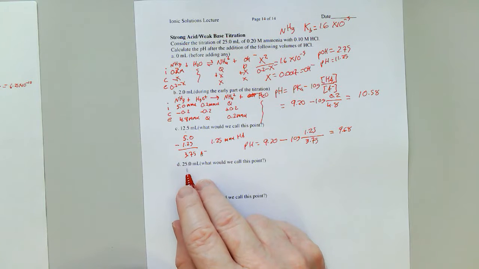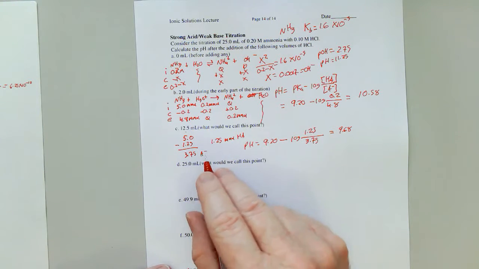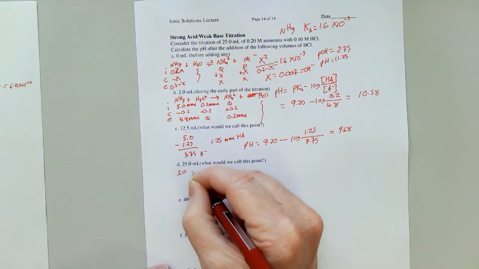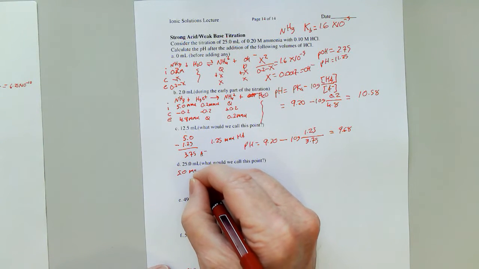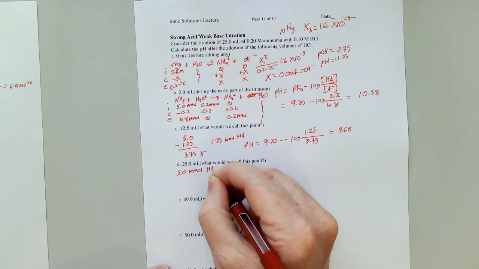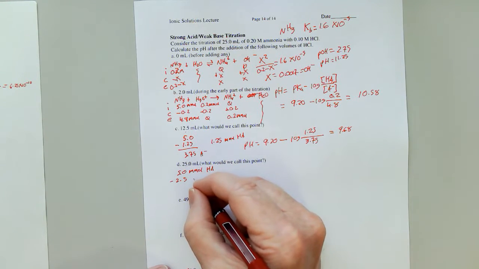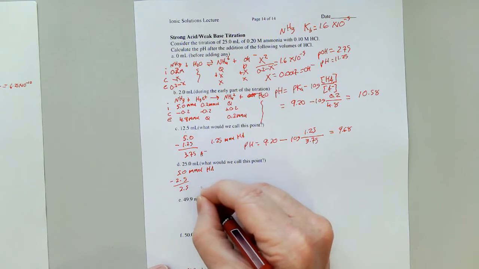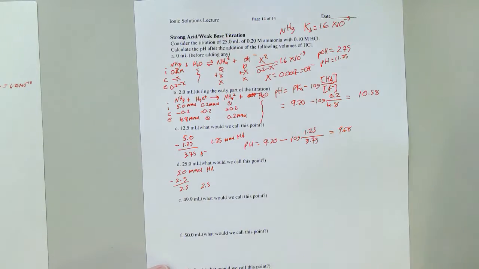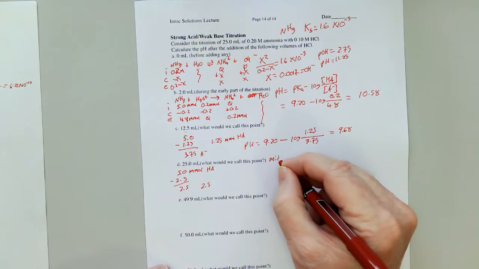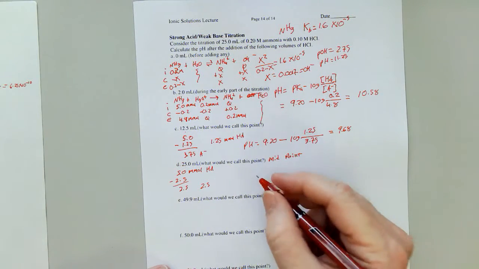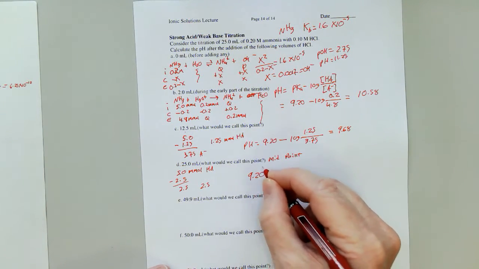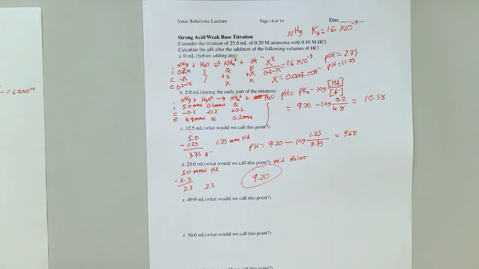25.0 milliliters. Well, it turns out that's 2.5 millimoles of the HA, so 5.0 millimoles of HA minus 2.5. That's going to give me 2.5 and 2.5. That's the midpoint. And I recognize that the pH equals the pKa at the midpoint. So that's 9.20.